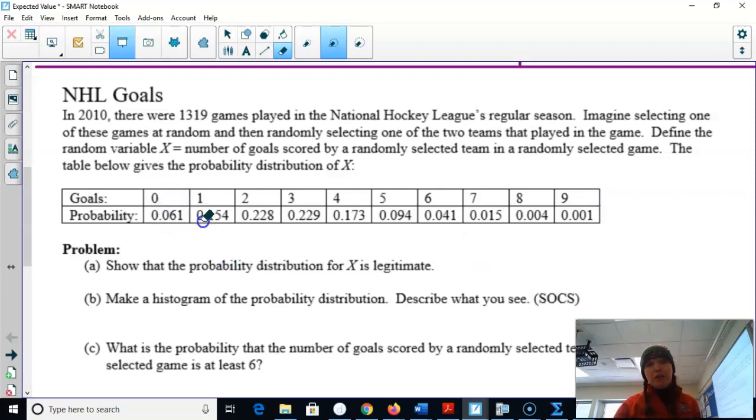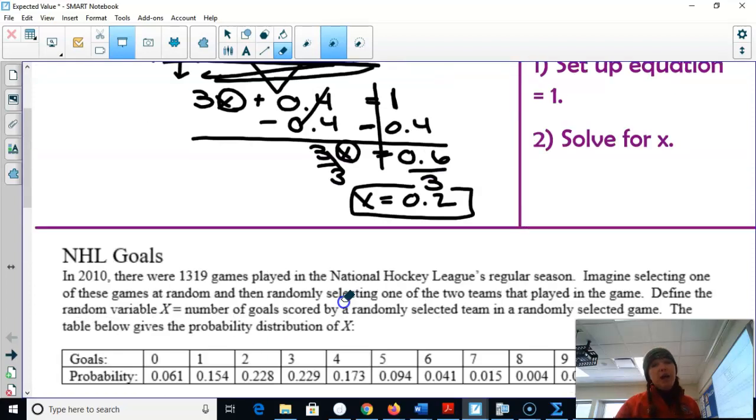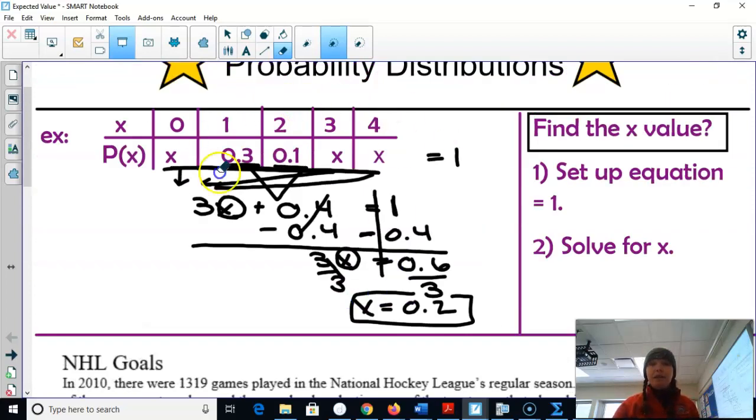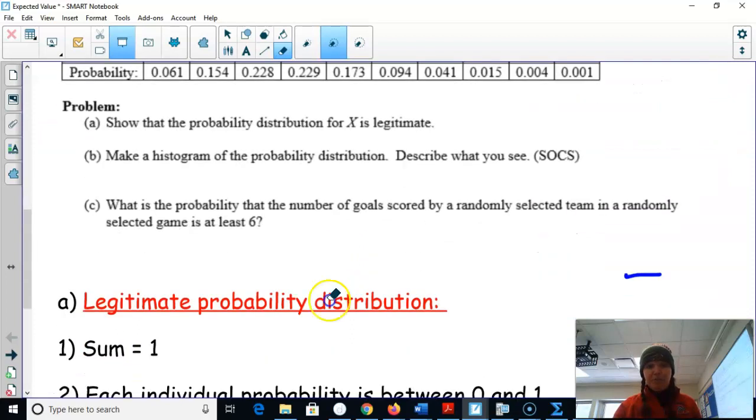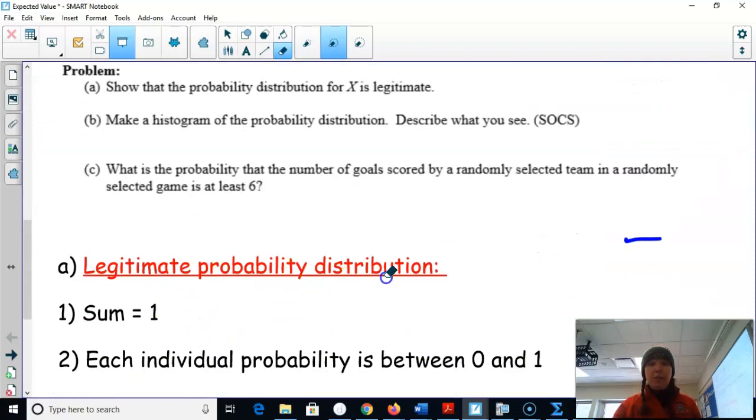And then we have the corresponding probability with each outcome. Part A says show that the probability distribution is legitimate. So I talked about what a probability distribution is up here. And one of the conditions of something being a legitimate probability distribution is the sum of each corresponding probability has to equal 1. So again, the first thing you have to show is that the sum is equal to 1.